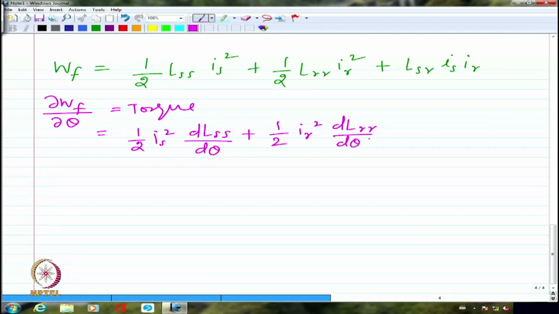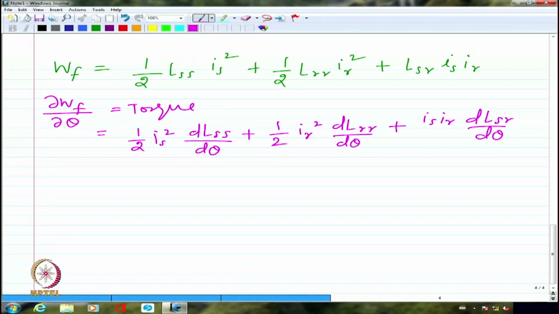And finally, I am going to have IS IR, because we are talking about this when the current is a constant, because WF and WF dash are the same. So when we are deriving the torque, we are assuming current is a constant. So this is going to be dLSR divided by d theta. Right? So these are essentially the three portions of an electrical machine's torque.